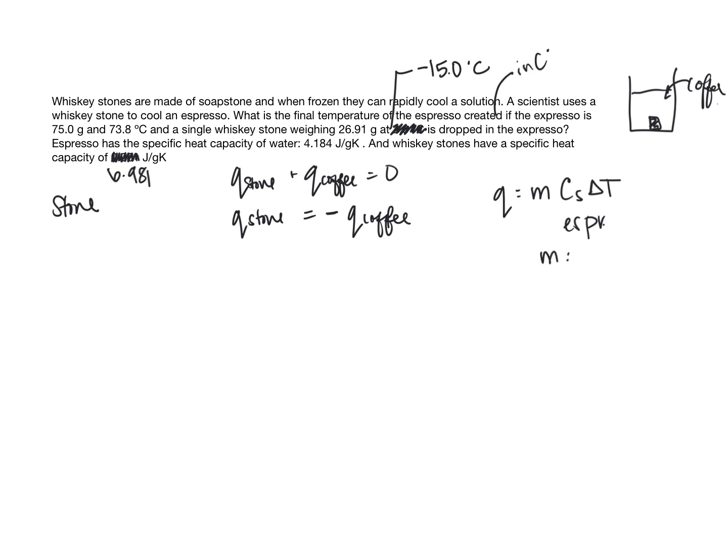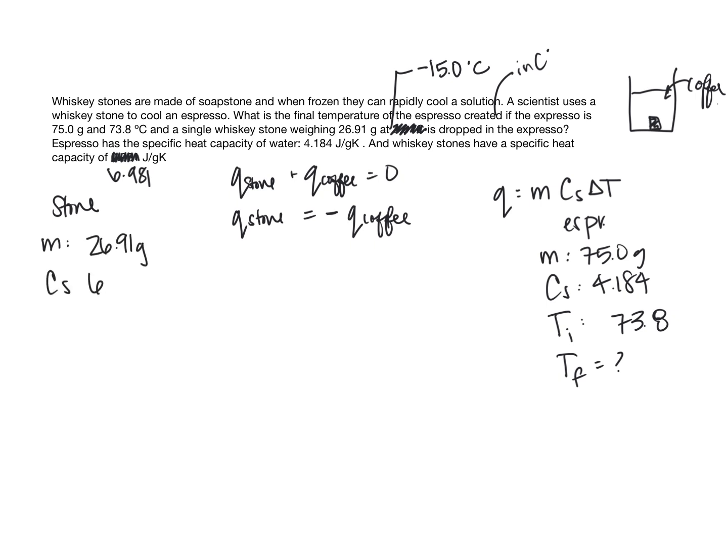So the mass is 75 grams. C sub s is 4.184. Ti is 73.8, and Tf equals unknown. On the other side, the mass is 26.91 grams. The C sub s is 6.981 joules per gram Kelvin, and Ti is negative 15.0, and Tf equals unknown.